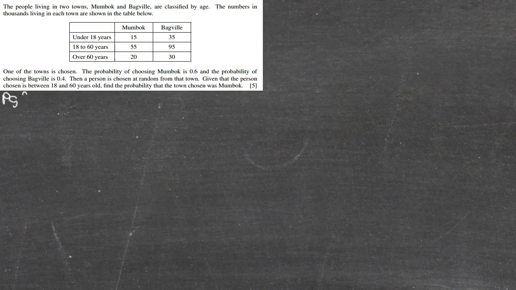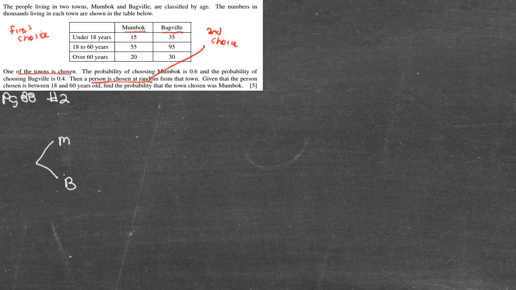Hey folks, we're on page 88, number 2, and we're looking at a problem where a person is being chosen from two different towns, Mumbuk and Bagville. They give us a probability of being chosen from Mumbuk as 0.6, and that's our first choice, which town. Then we make a second choice. There are three possibilities: the person is under 18, between 18 and 60, or over 60.